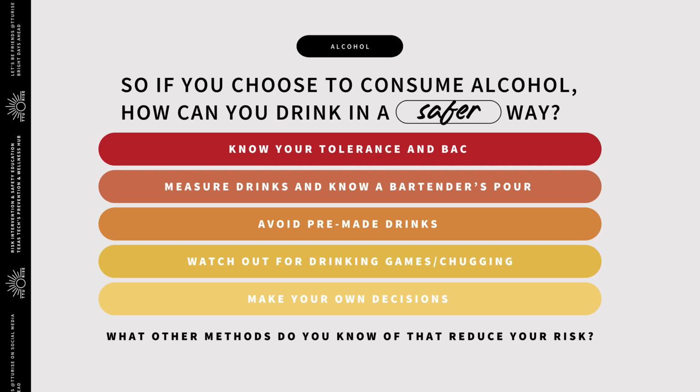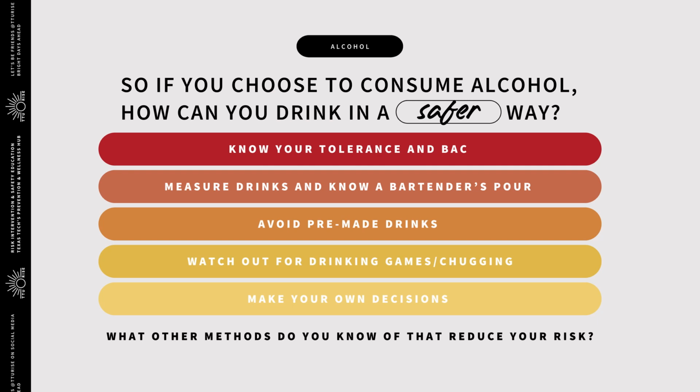A couple of things: knowing your tolerance and your BAC. Tolerance is different than BAC because your tolerance builds up in a way where your body is adjusting to the amount of alcohol that you're regularly consuming. So just because you feel like you have a high tolerance doesn't necessarily mean that your BAC is low. The two are entirely uncorrelated. So always know what your BAC is to maintain a safe level and a responsible drinking level.